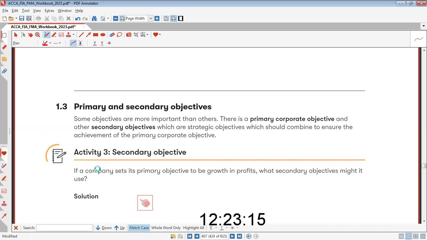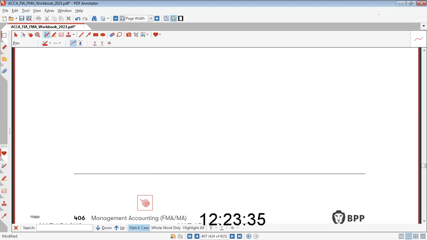So objectives can either be primary or secondary. Primary, those are the corporate objectives. Secondary, those are the objectives which feed into the primary objective. For example, you come here and say, I want to be an accountant. That's a primary objective. That means SCCA becomes a secondary objective.